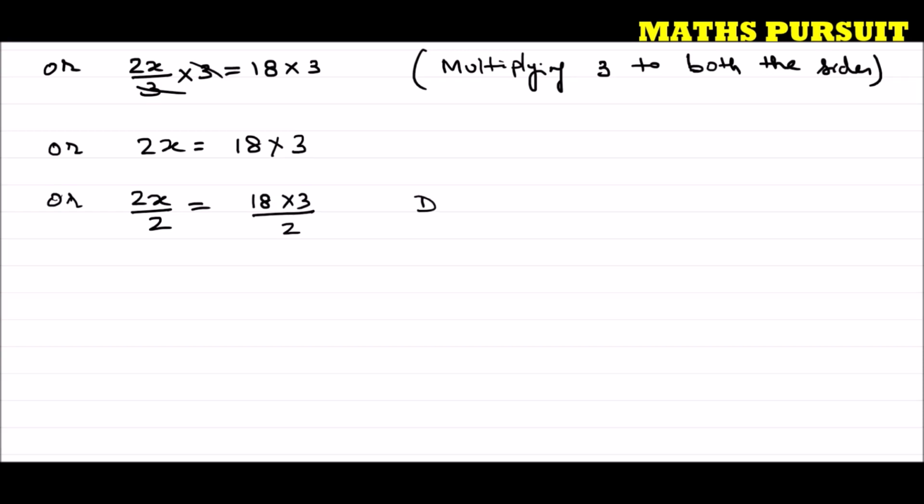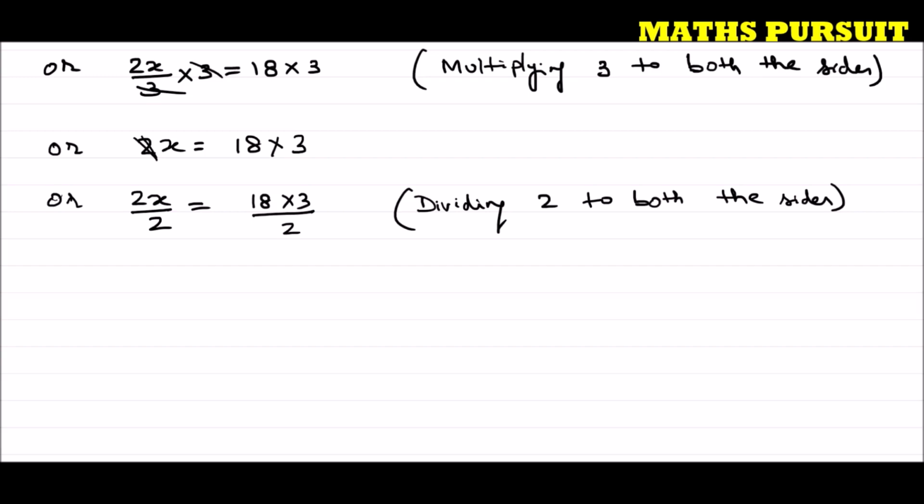What am I doing here? Just dividing by 2 on both sides of the equation. Why 2, you could have already understood by this time. Why am I dividing by 2? So that I can eliminate this 2 from x, because our main intention is to find the value of x.